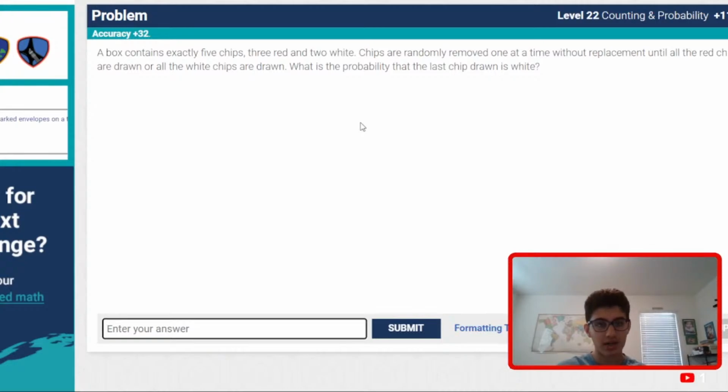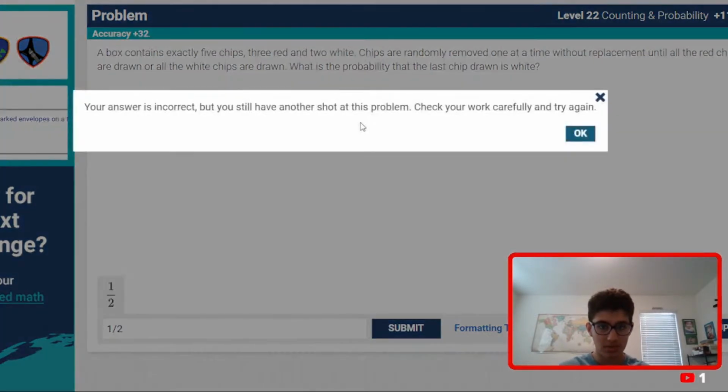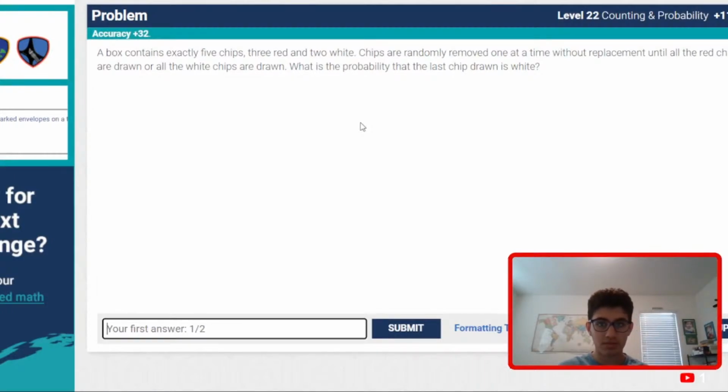A box contains exactly 5 chips, 3 red and 2 white. Chips are randomly removed one at a time without replacement until all the red chips are drawn or all the white chips are drawn. What is the probability that the last chip drawn is white? Because it's probability, think about it. I'm going to guess it's just half. Okay, it's wrong. So maybe it's 2/5 then. Because 3 red. So yeah, 2/5. That's my guess here.